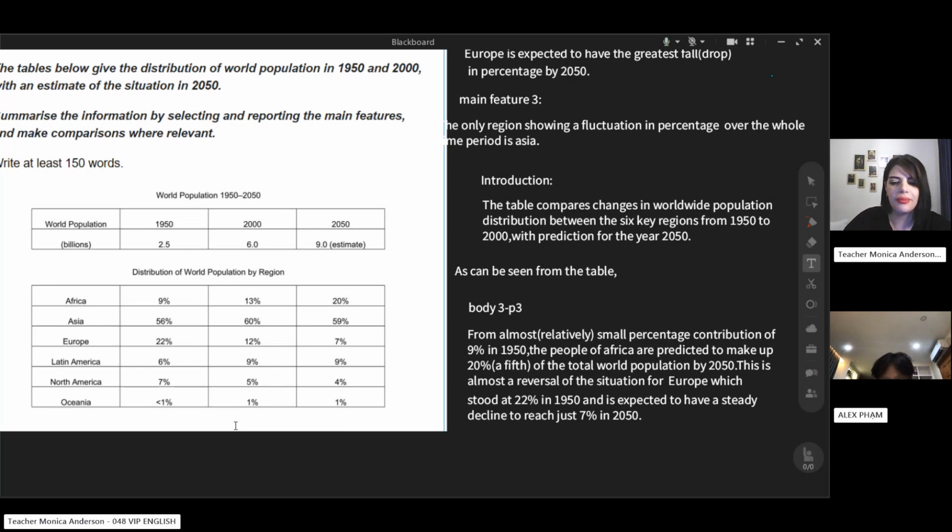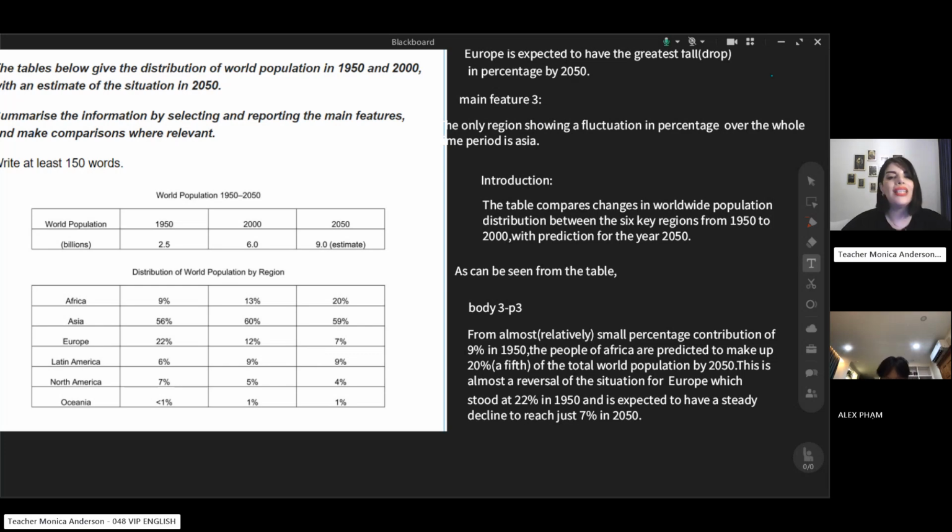On the other hand, the rest of the continent was having a steady experience in the last 50 years and is predicted to have small changes to the population by 2050.